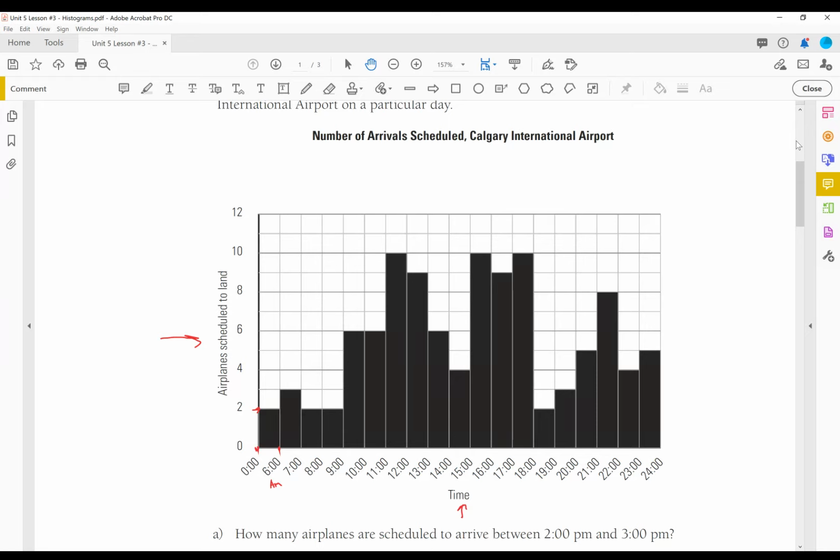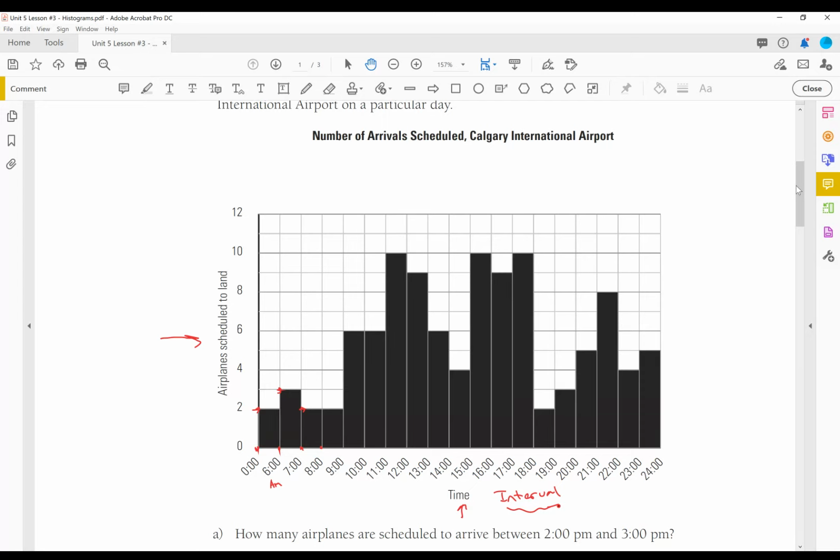The second interval is from 6 a.m. to 7 a.m., and we have 3 planes scheduled to land. The third interval from 7 a.m. to 8 a.m., again, we have 2 planes scheduled to land, and so on. We can see our data. I hope you can see the difference here. On my x-axis, it's an interval. So it represents a grouping of, in this case, time.